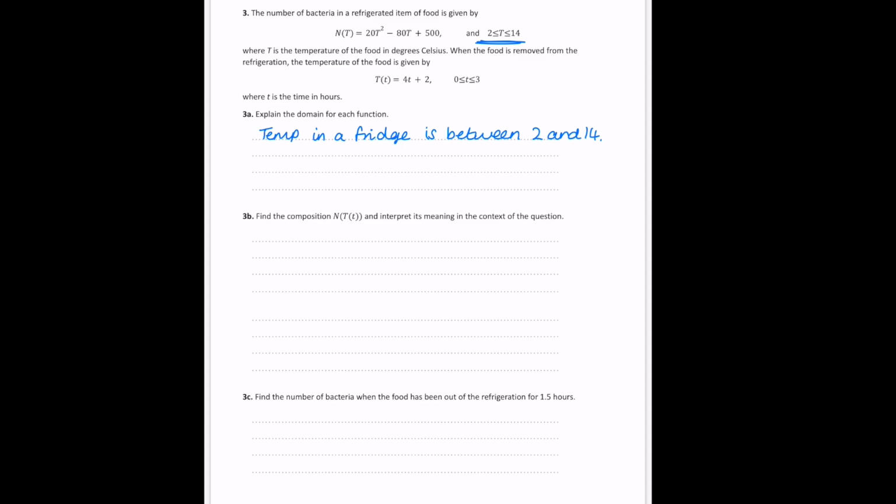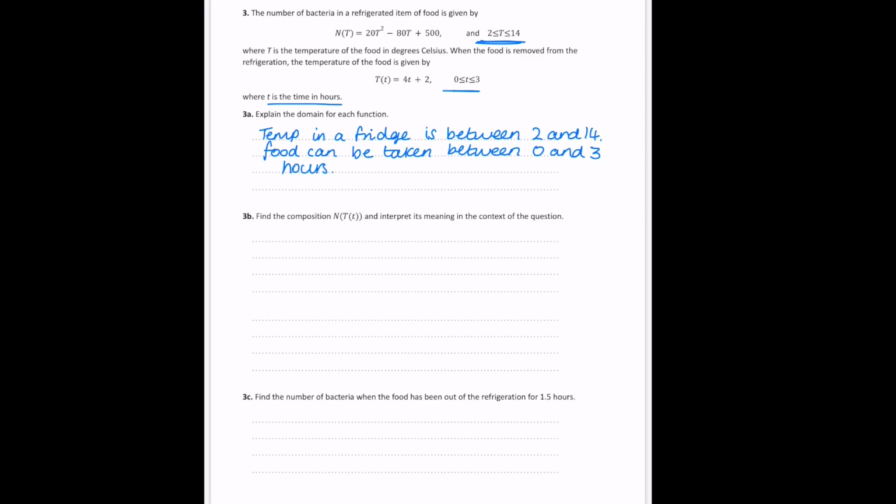And then for the second one, the time is between 0 and 3, and we're talking about hours. So it's saying that the food can be left out of a fridge, or out of the refrigerator, for between 0 and 3 hours. So food can be taken out between 0 and 3 hours, or up to 3 hours, essentially.